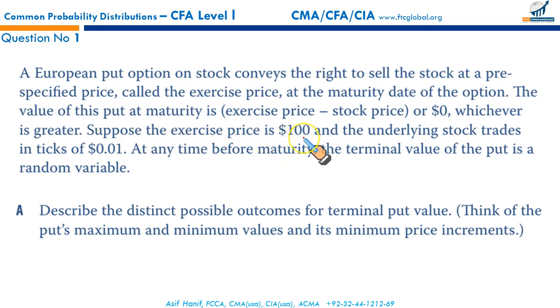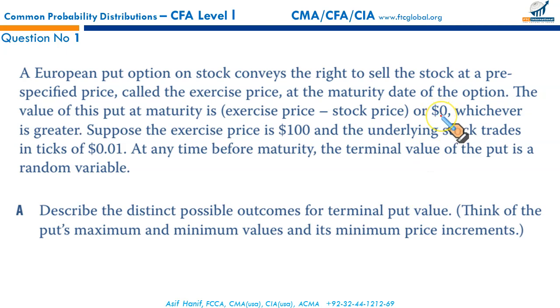Suppose the exercise price is $100 and the underlying stock trades in ticks of $0.01. At any time before maturity, the terminal value of this put is a random variable. Now the question is, even if we don't have any knowledge of derivatives, describe the distinct possible outcomes for terminal put value. Think of put maximum and minimum values and its minimum price increments. This is just the hint given by the writer.